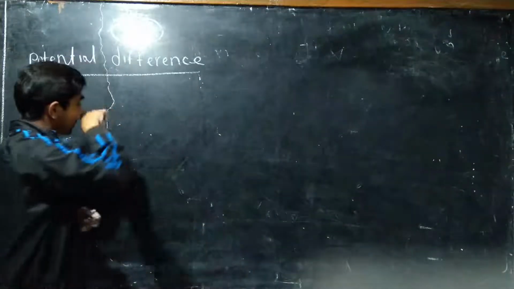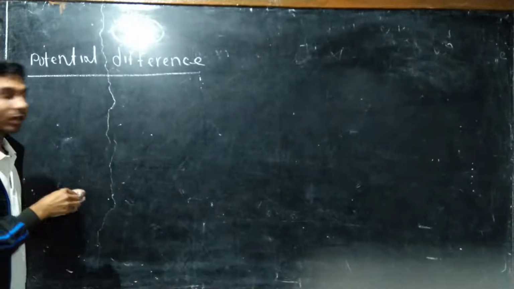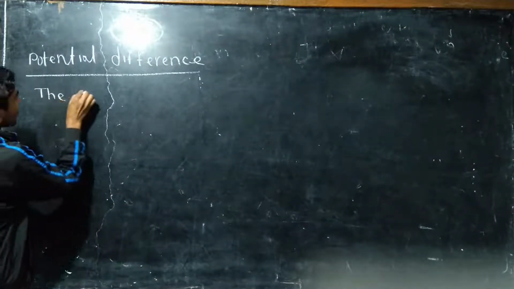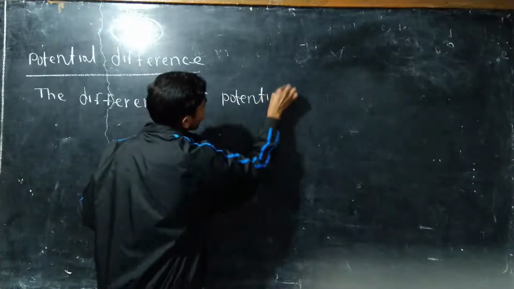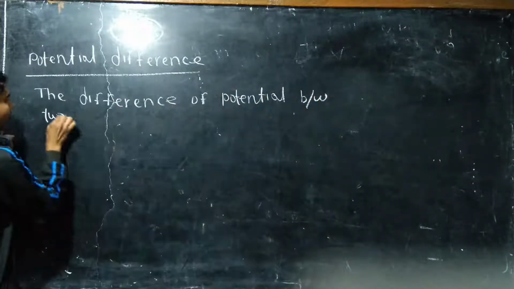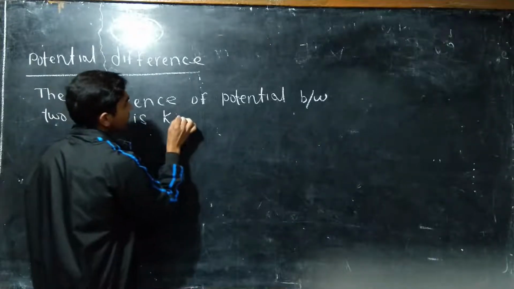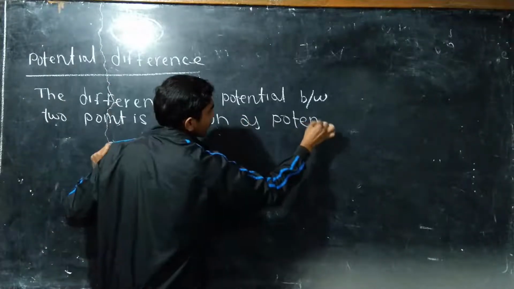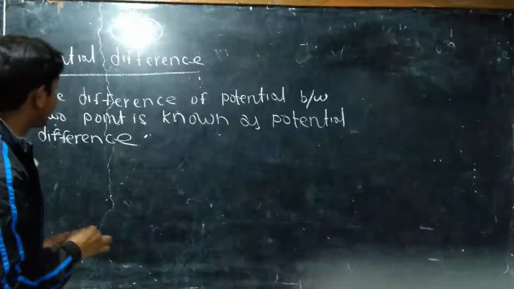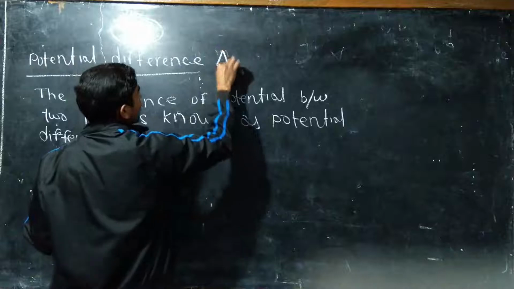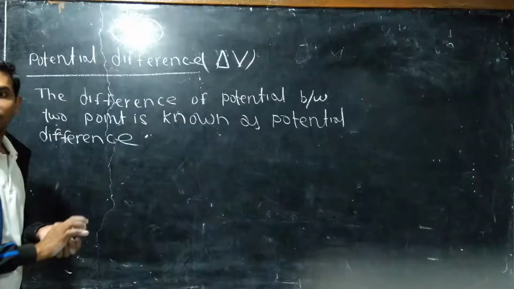Potential difference, okay? The difference of potential between two points is known as potential difference, right? And potential difference is represented by delta V. This quantity represents potential difference, okay?